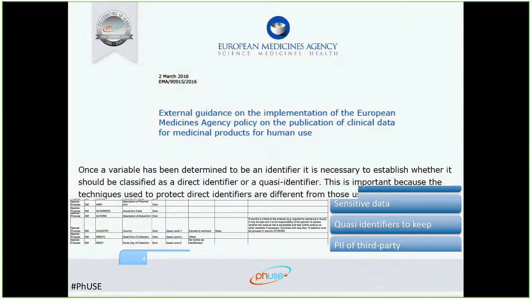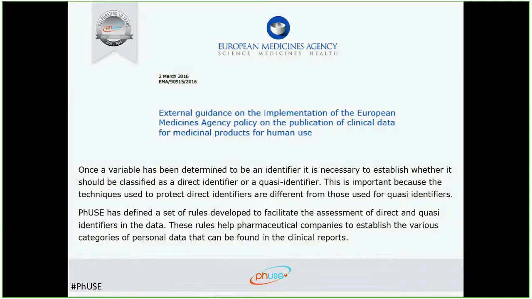The EMA guidance is also referencing the FUSE standard, mainly for the assessment of quasi-indirect identifiers. Even though the guidance is related to phase 1 of the policy and unstructured data, the same concepts can be reapplied and reused in order to make the assessment.